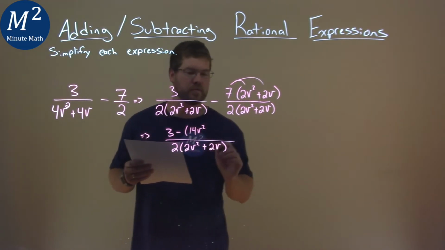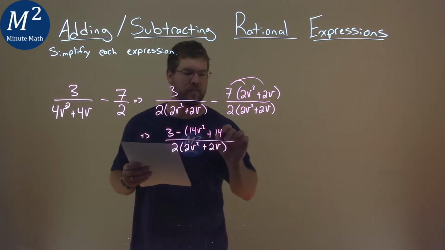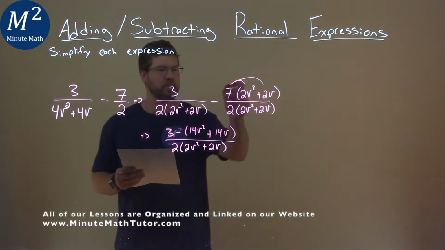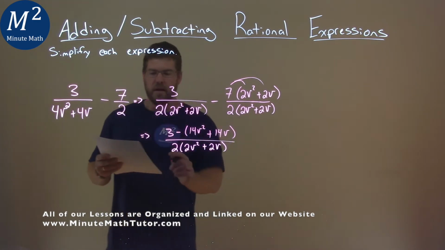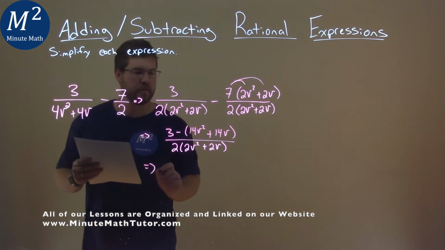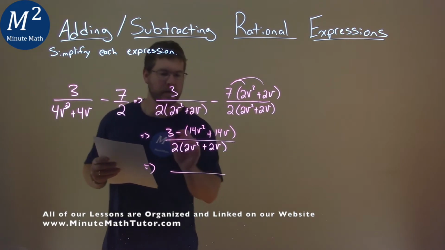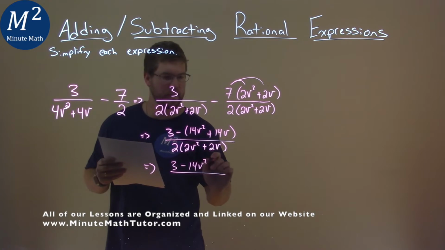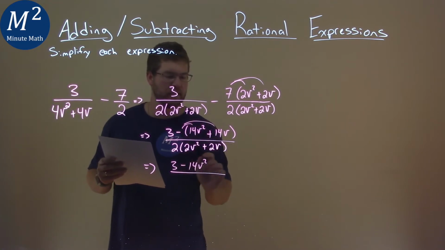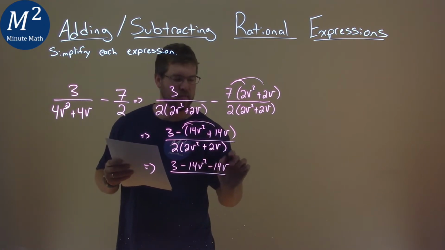And 7 times a 2v is just a 14v. Okay, so we're distributing it there. Don't forget that minus sign. Now continuing on, the numerator, we can distribute this minus sign. So we have 3 minus a 14v squared, and then distribute that minus sign again to a minus 14v.